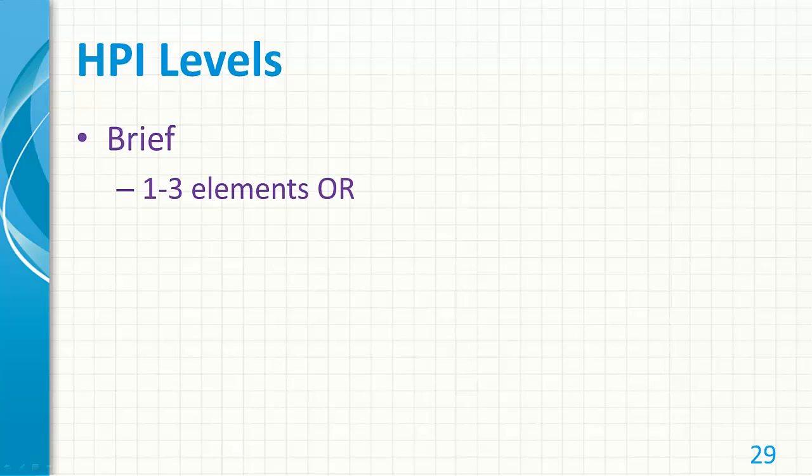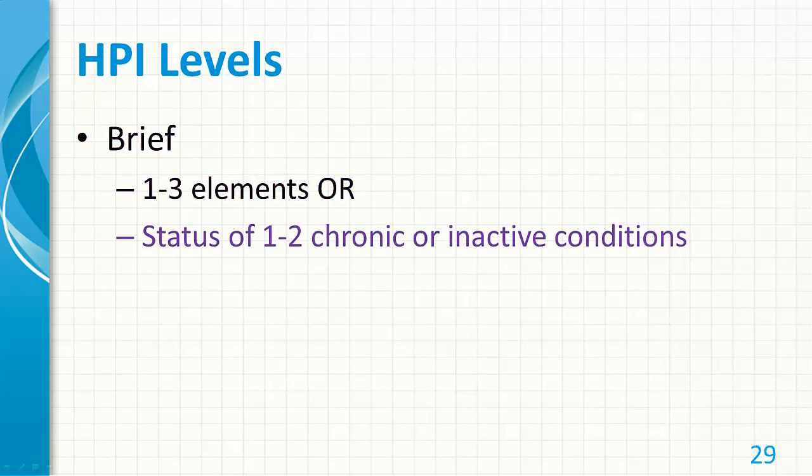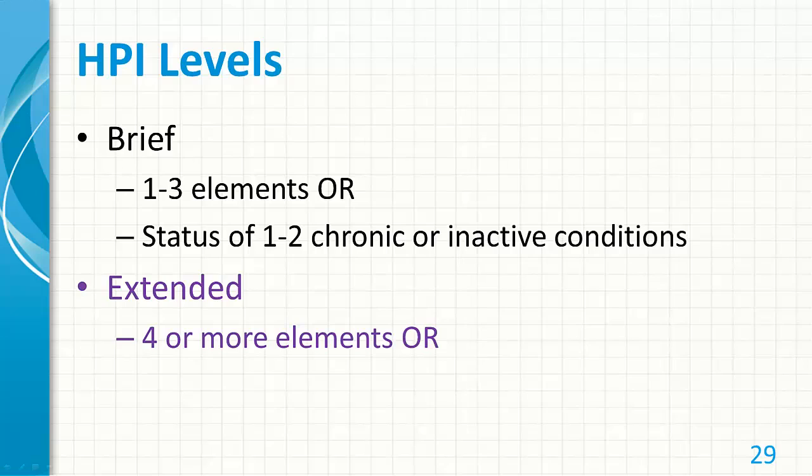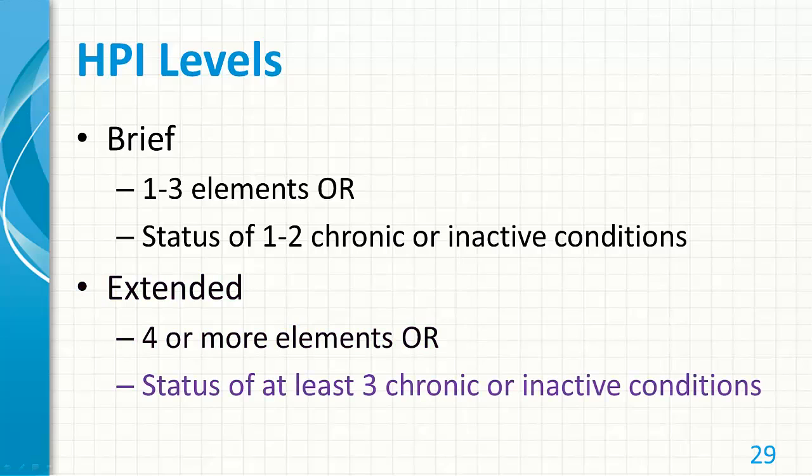HPI is either brief, 1 to 3 elements, or status of 1 to 2 chronic conditions, or extended, 4 or more elements, or at least 3 chronic conditions.